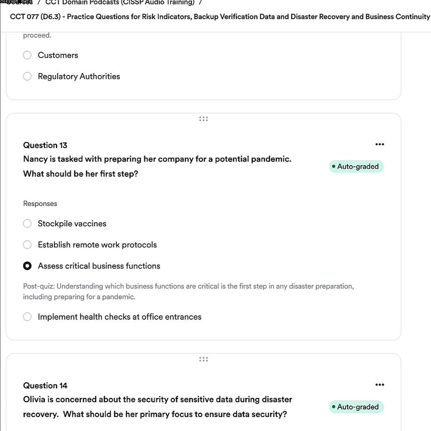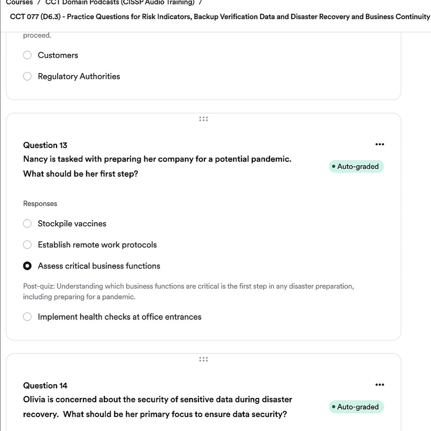Question 13, Nancy is tasked with preparing her company for a potential pandemic. What should be her first step? A, stockpile vaccines. B, establish remote work protocols. C, assess critical business functions. Or D, implement health checks at the office entrances.